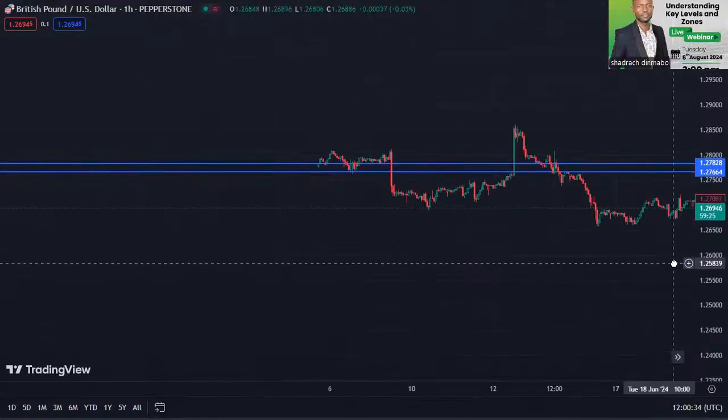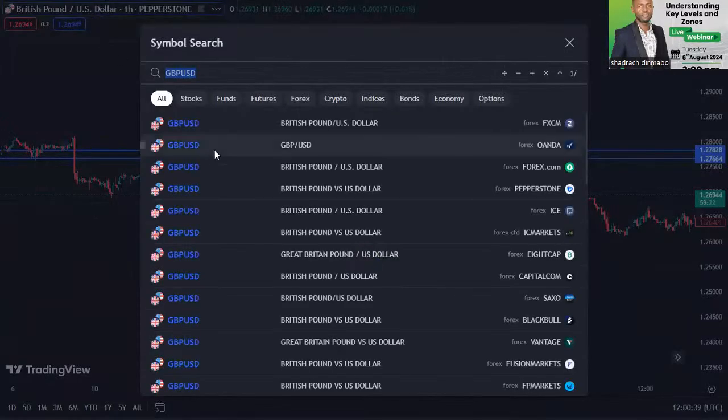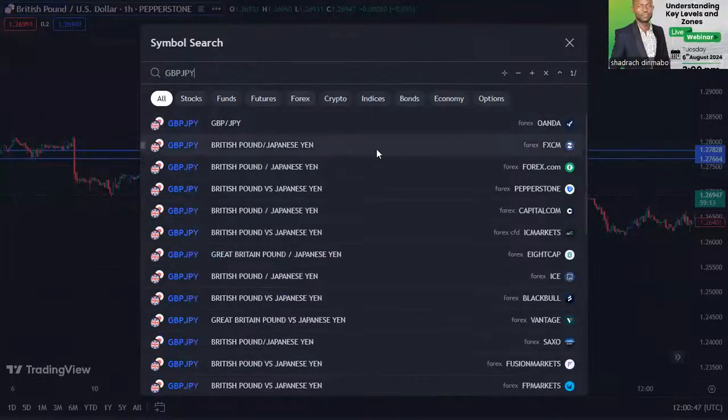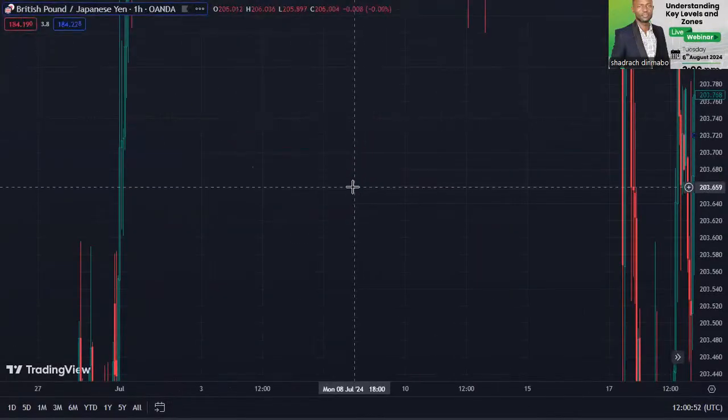Let's push on. Let's look at another pair, and then we can go to even the daily time frame. Let's look at, say, GBP JPY.